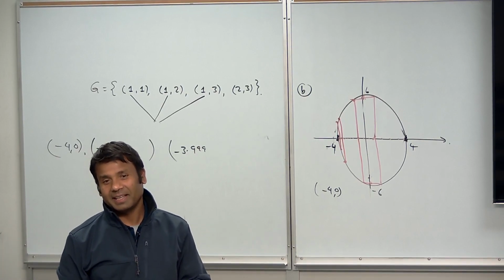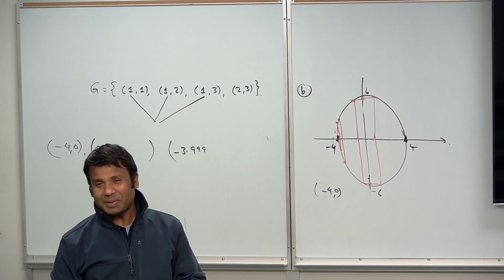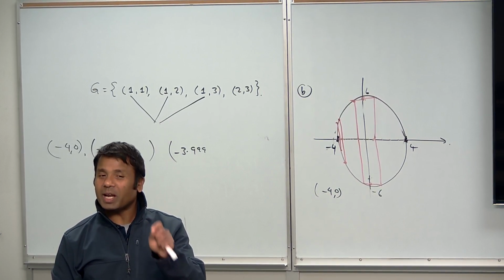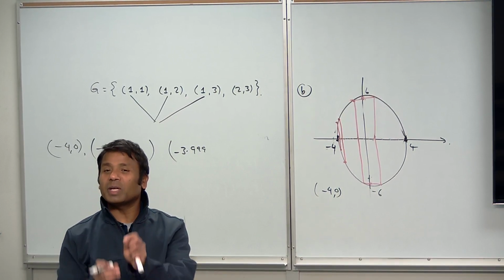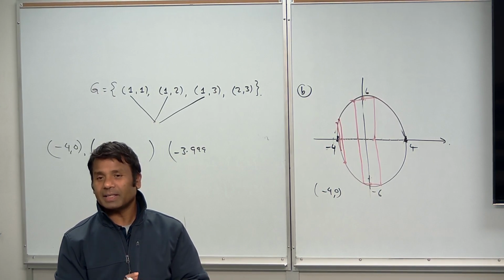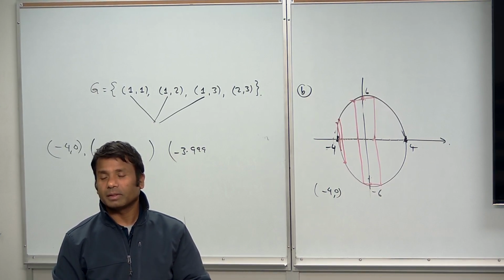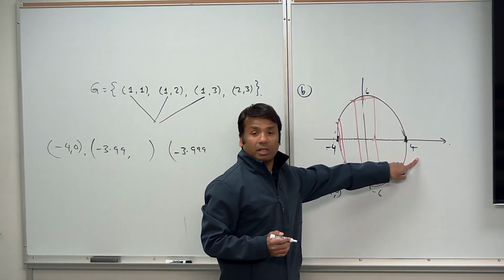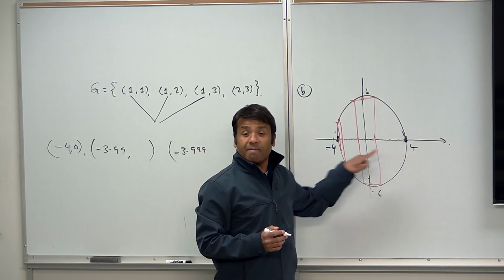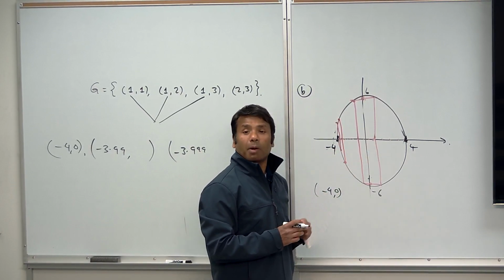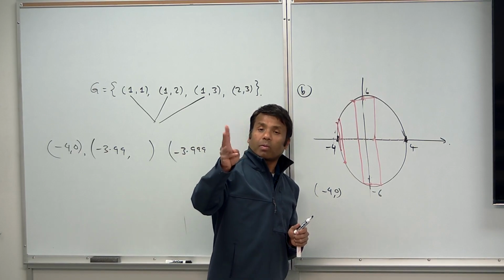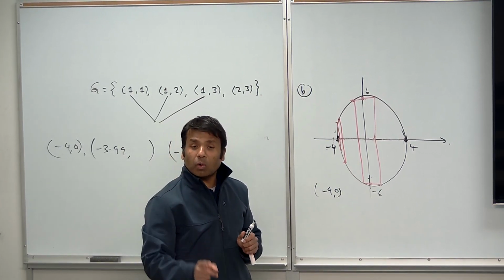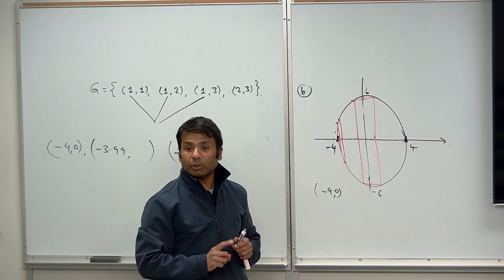Infinitely many. You see what I'm talking about? But for every x value between negative 4 and positive 4 inclusive, we have a y value. Some of them have 2 y values, except negative 4 and positive 4. For every x value between negative 4 and positive 4, we have 2 y values.